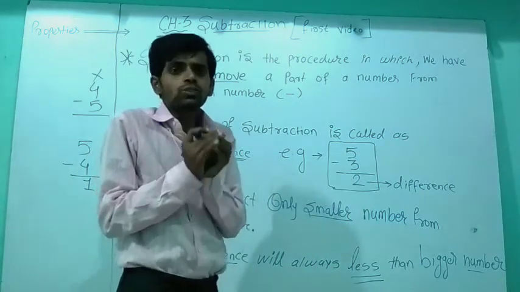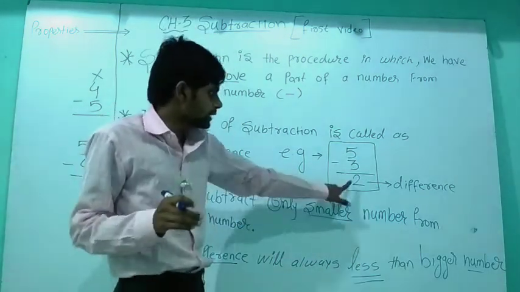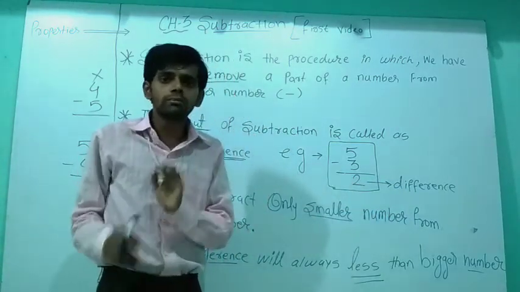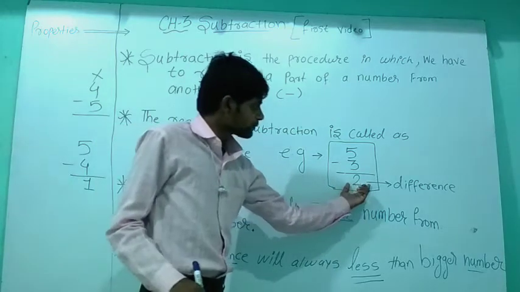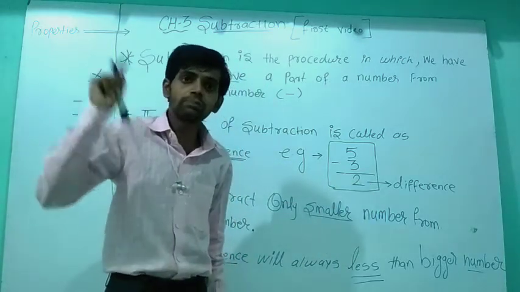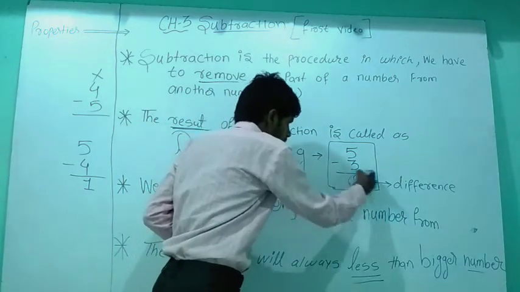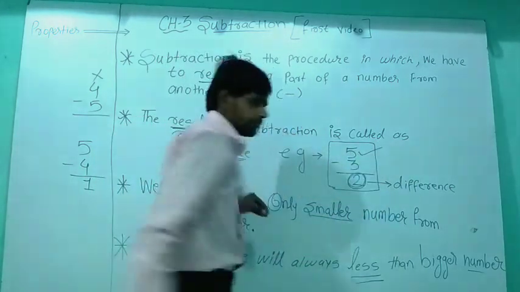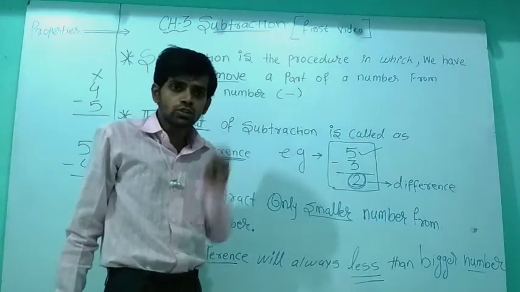हम बड़े नंबर में से ही छोटा नंबर subtract कर सकते हैं. So that is the difference. अभी क्या है? Difference है. So always remember that the difference will always be less than the bigger number. This number will always be less than this number. Okay? वो बड़े नंबर से हमेशा छोटा ही आएगा.